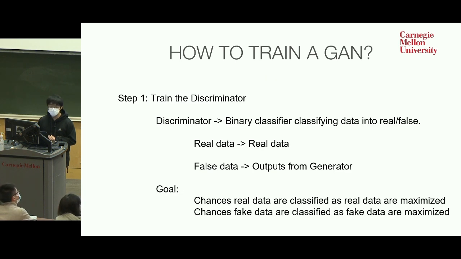In order to train our discriminator, the discriminator is just a binary classifier classifying data into real and fake. The real data simply means that it's real data. Fake data means that it's the output of our generator. And we have two goals for the discriminator. One is that we want to maximize the chances that real data are classified as real data. And also we want to maximize the chances that fake data are classified as fake data. Any question?